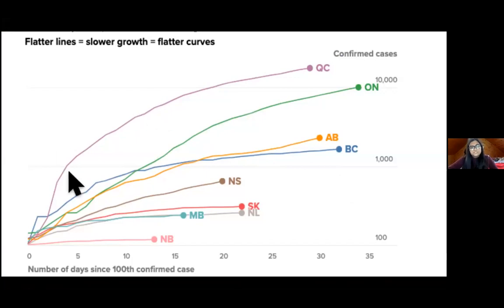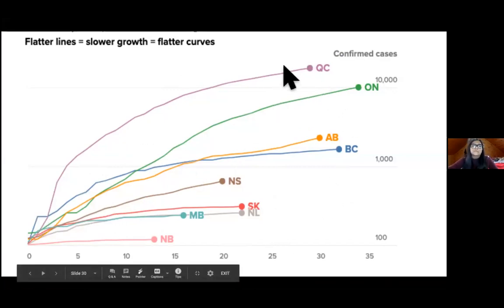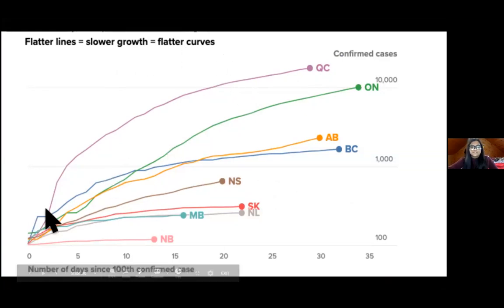So this is just a further analysis of the curves for Canada, different provinces of Canada. As you can see, Quebec has the most, and flatter lines equals slower growth equals flatter curves. So what we want is for the curves to start to become flat or plateau, so that would show that no new cases are occurring, no new cases are discovered.